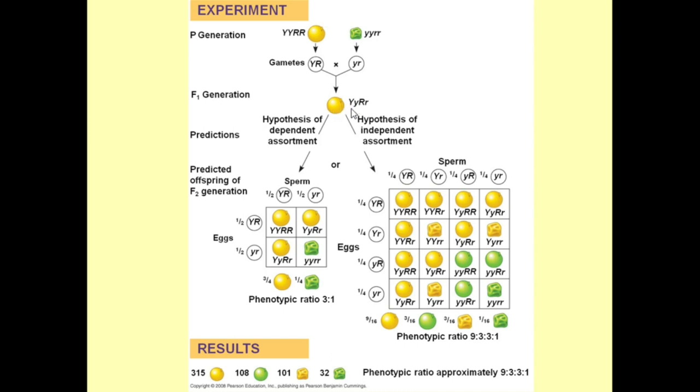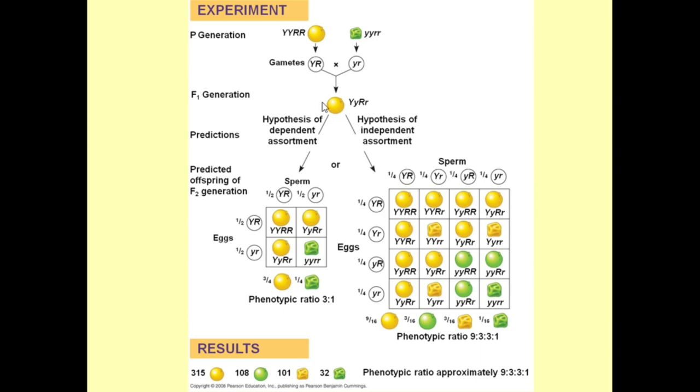And you can see here that it's heterozygous for pea color, so big Y, little y. But because yellow is dominant over green, these peas will be yellow. And then we can see we're heterozygous for pea shape, so big R, little r. So because round is dominant, we know that it will be round as opposed to wrinkled.